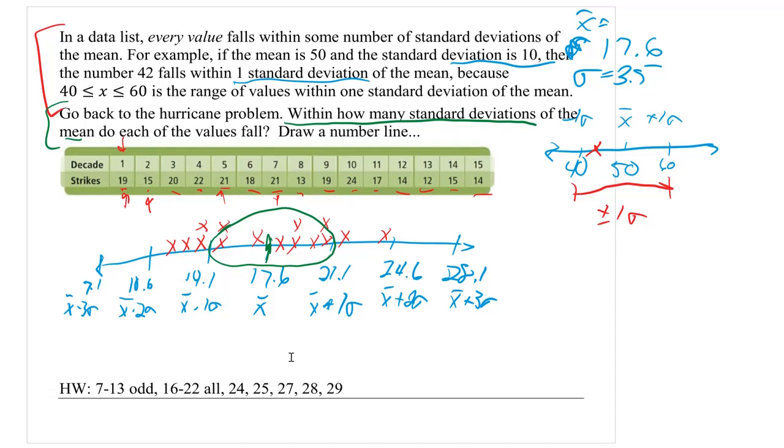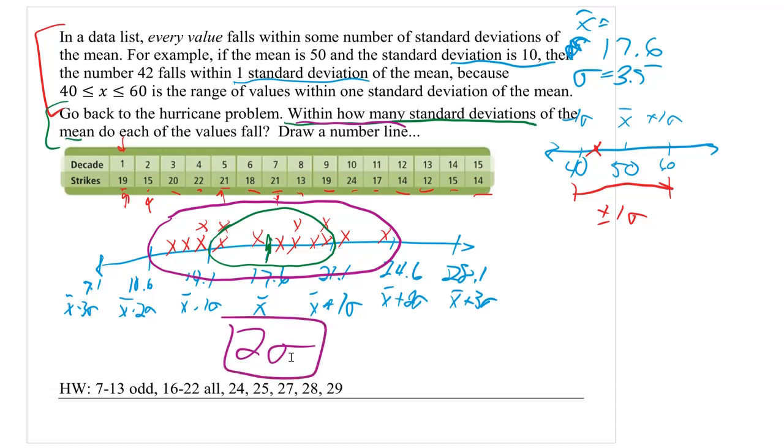Okay, so go out another standard deviation. So within 2 standard deviations of the mean is all of this. Did I cover all of the data? The answer is yes. So therefore, the answer to this question, within how many standard deviations of the mean does all of the data fall? The answer is 2 standard deviations.